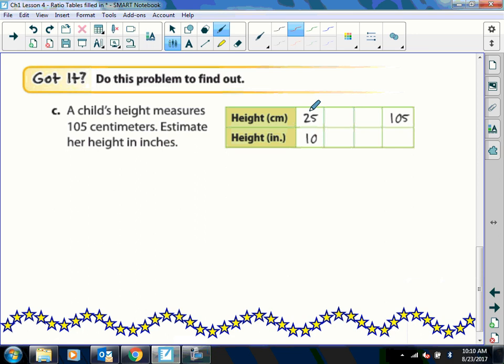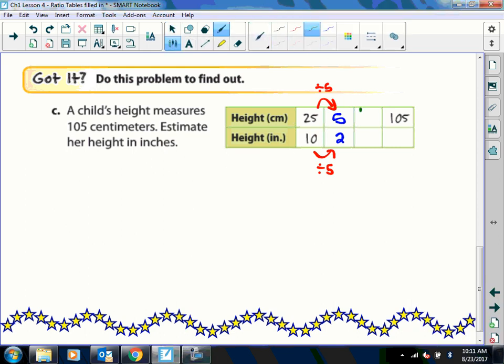Okay, so how about if I scale back by dividing by 5? Okay, let's divide by 5. Does everybody see how I'm showing my work on the table? On your homework, you're going to write the table, and this is how you're going to show your work, okay? So we're going to divide by 5, and we'll end up with 25 divided by 5 is 5, and 10 divided by 5 is 2. Now, can I get from 5 to 105? Yes.